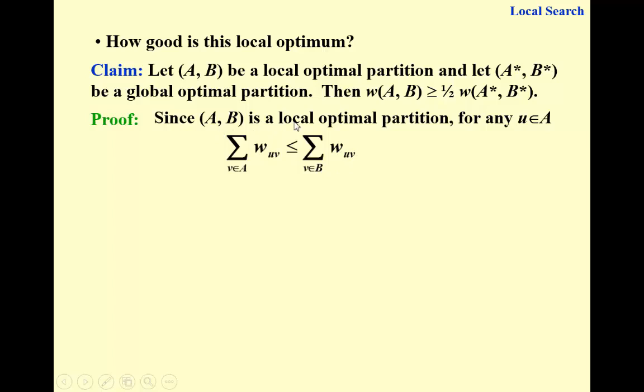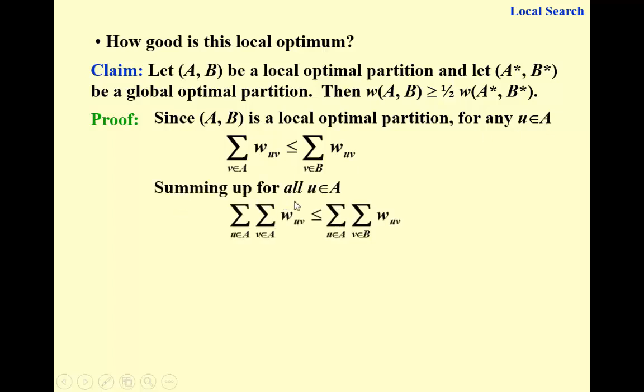And if this is a local optimum, it means that every node is satisfied. So this must be true for all the nodes, at least in A, right? Now let's sum them up. Let's sum them up for all those u's, all right? So we sum up both sides of the inequality.